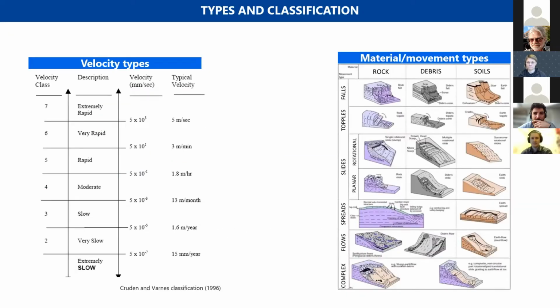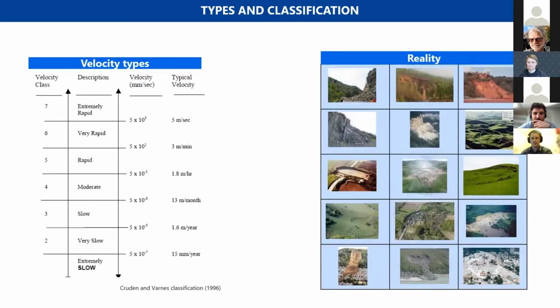Landslides can be classified by different parameters, such as the velocity at which they move, and also the type of material and type of motion. We really have to make an effort to classify landslides because reality is always much more complex than what we would like. Many times in a single slope, we have a combination of various types of materials, velocities, and so on.